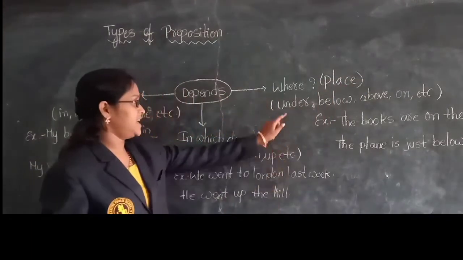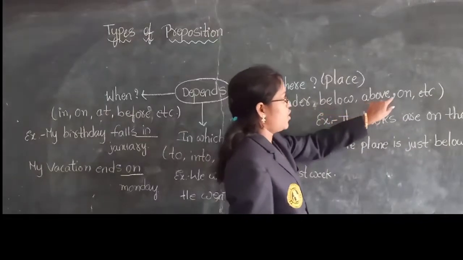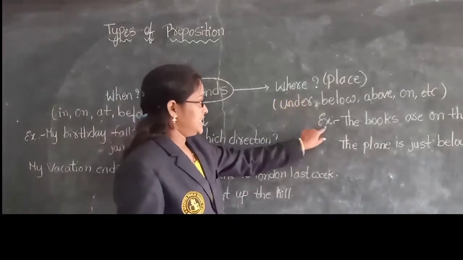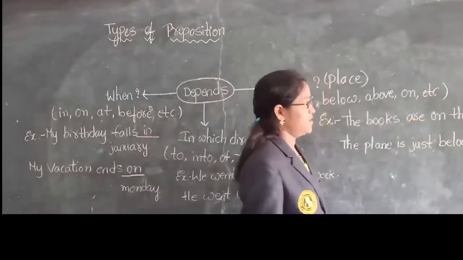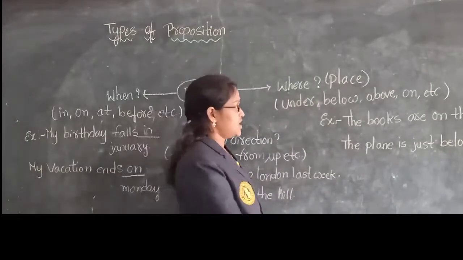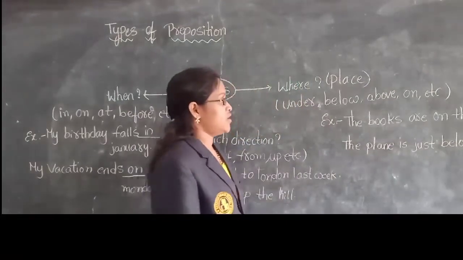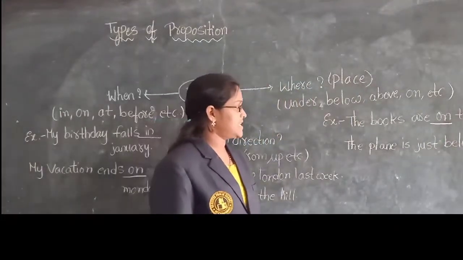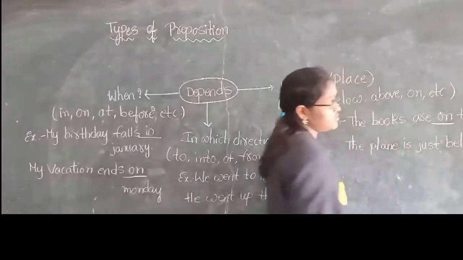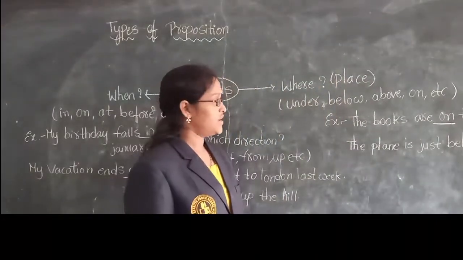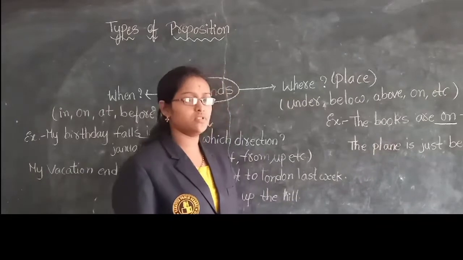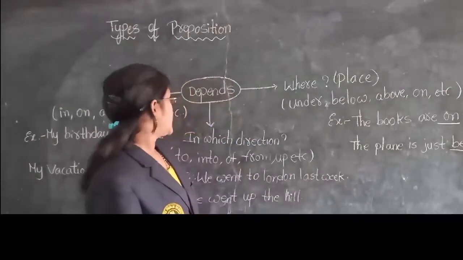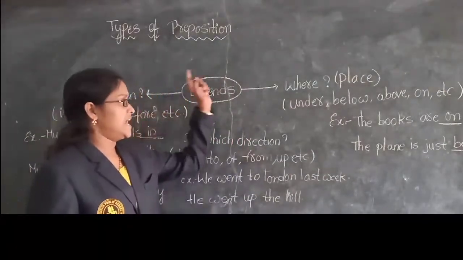Next, see the examples: under, below, above, on, etc. These are some words which come under the where. See the sentences. The books are on the table. Which is the preposition? On is the preposition. Next, the second sentence: The plane is just below the rainbow. Which is the preposition? Below is the preposition. So types of preposition depend upon the when and where.